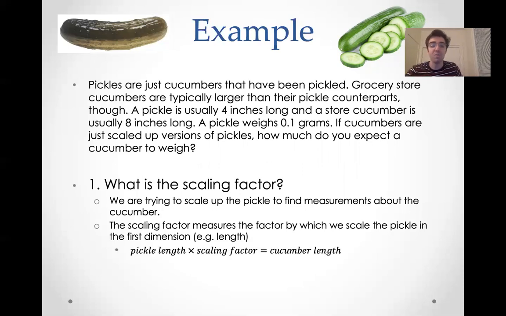So in other words, if we take this formula, take the pickle length and multiply it by the scaling factor, that becomes the cucumber length. We need to use this formula to figure out what our scaling factor is. Well, if the pickle length was 4 inches and the cucumber length was 8, our scaling factor has got to be 2, right? 8 divided by 4.